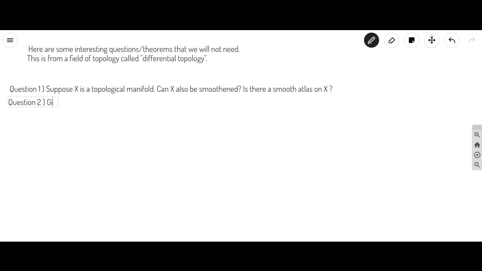Another question you can ask is, given a topological manifold, are all smooth structures, and by smooth structures we just mean smooth atlases, that's just another way to say it. When you put a smooth atlas on your manifold, you call that a smooth structure. Are all smooth structures diffeomorphic? Because we just saw the example where the real line can be given two different smooth structures, but in the end they're diffeomorphic. Or the circle, where you can put two different smooth structures, but they're going to be diffeomorphic in the end. So are all of them diffeomorphic in the end?